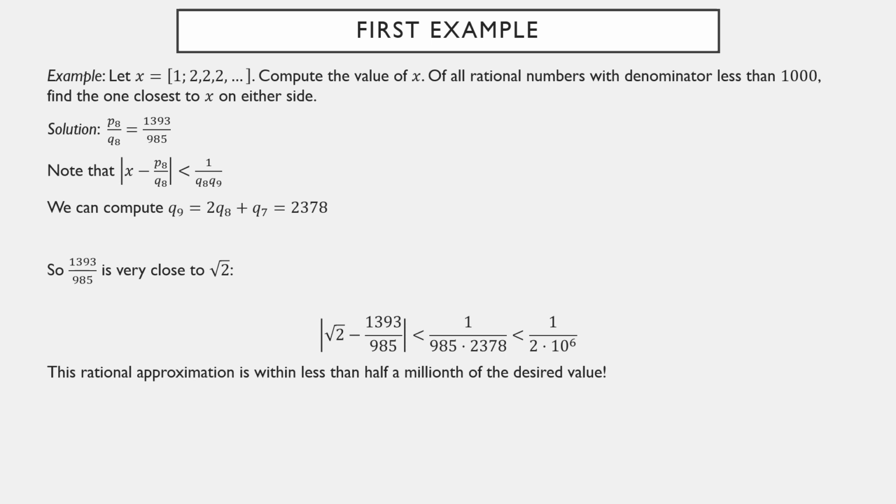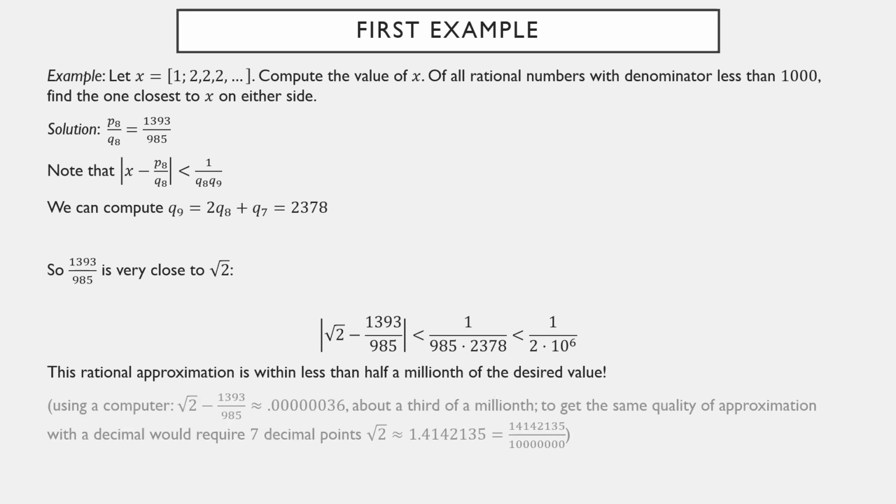So this approximation, which has a denominator roughly on the order of 1,000, is within less than half a millionth of the desired value. In fact, using a computer, it's very, very close. It's about 1/3 of a millionth away. If you wanted to get the same quality of approximation with a decimal, if you want to be within a millionth, you need 7 decimal points. Okay, that's a rational number whose denominator is very, very big. So continued fractions give us rational numbers that are much better approximations than just taking more and more decimal points.